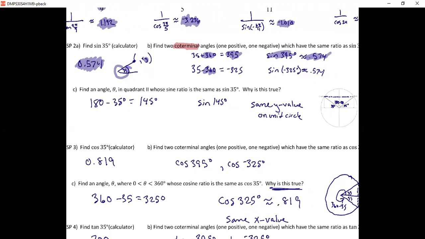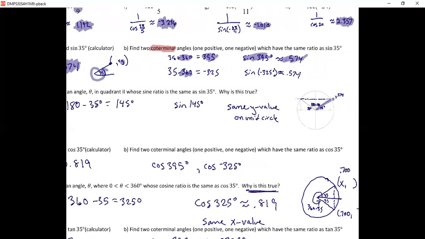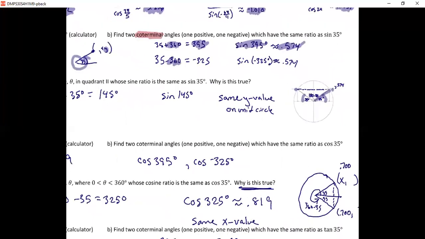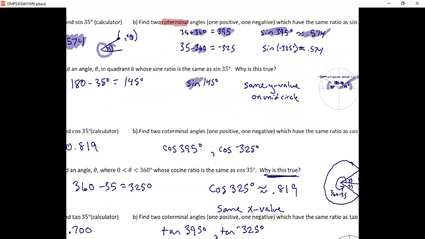Now, the next direction is find an angle in quadrant 2 whose sine ratio is the same. Well, if I want the same sine ratio, I want to say, okay, that 35-degree angle produces a certain y value. That y value is also replicated in quadrant 2. So I'm going to use that 35 degrees as sort of a reference angle. If I go 35 degrees back off of 180 degrees, then I get 145 degrees. And we could check in the calculator, and indeed, the sine of 145 degrees is 0.574 as well.